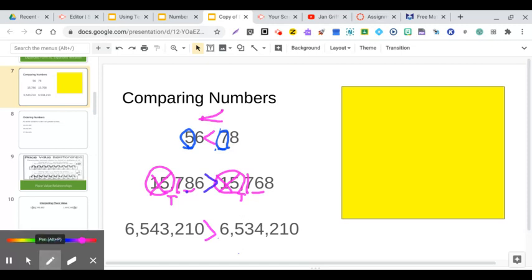So let me go through it again. I look at the 6 in the millions. And since they're both 6s, I cross them out. Then I look at the thousands period. It starts with a 5 and a 5, so I can cross out my 5s. Then I've got a 4 and a 3. 4 is bigger than 3.